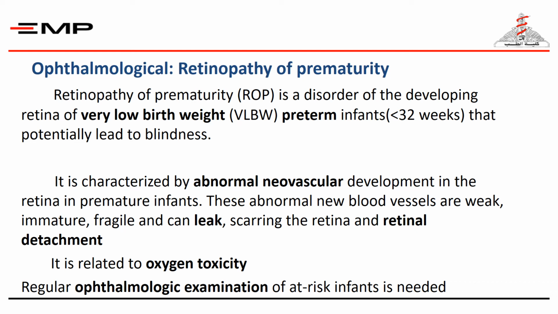Retinopathy of prematurity is a disorder of the developing retina of very low birth weight preterm infants that potentially leads to blindness. Retinal vascularization is incomplete until completion of 32 weeks of gestation. Thus, for infants born prior to this gestation, there is a risk of abnormal vascularization of the retina. These abnormal vessels are weak, immature, fragile, and can leak, leading to scarring of the retina and retinal detachment. So it may potentially lead to blindness. It is related to oxygen toxicity. Regular ophthalmological examination of at-risk infants to identify distribution and severity of vascular changes is important.